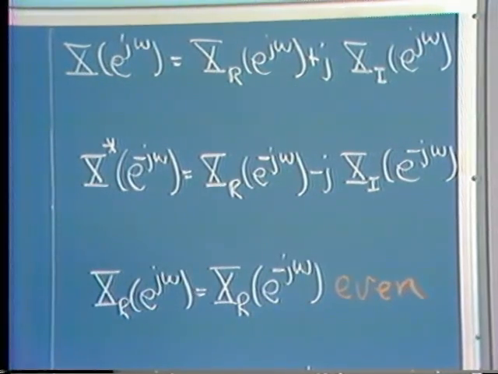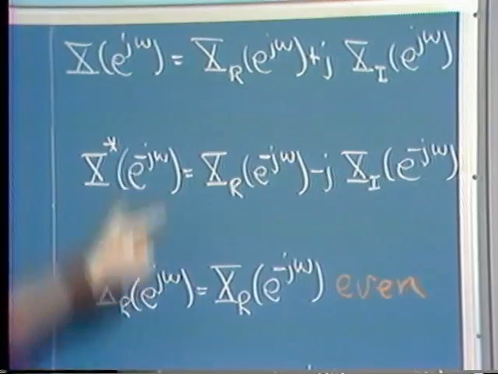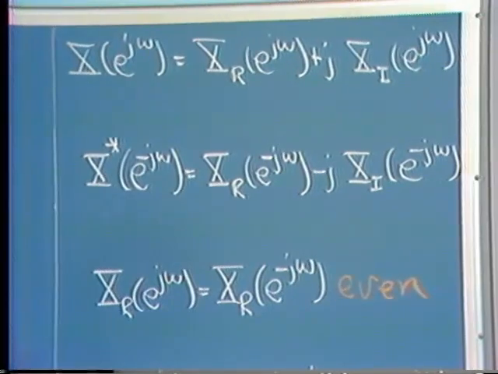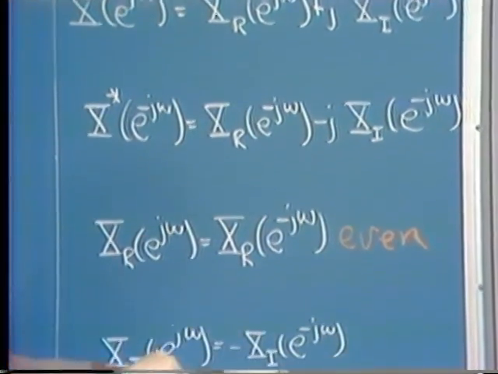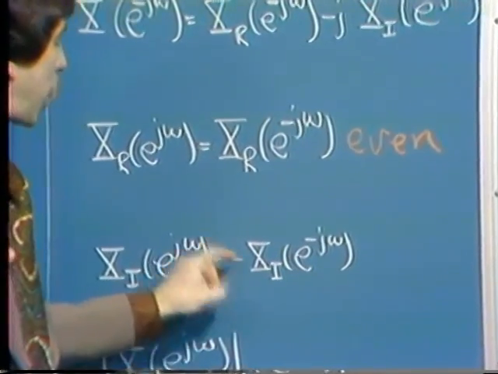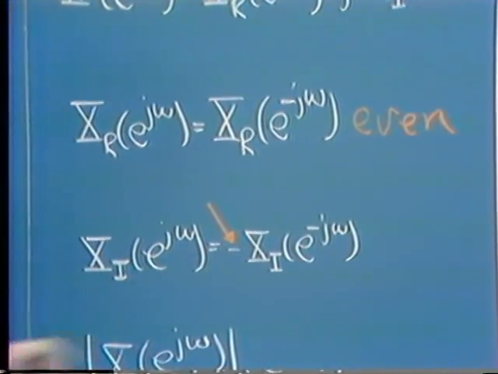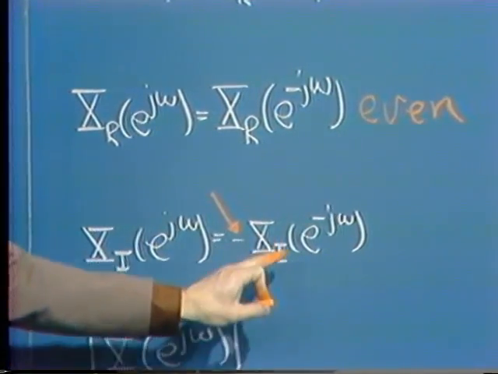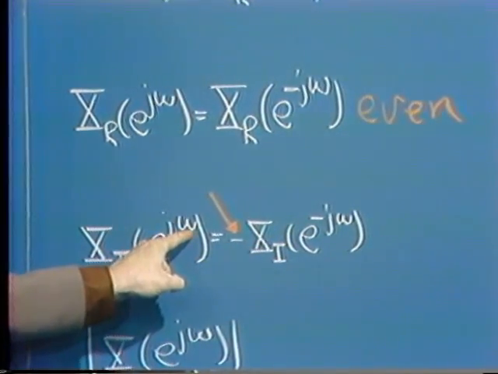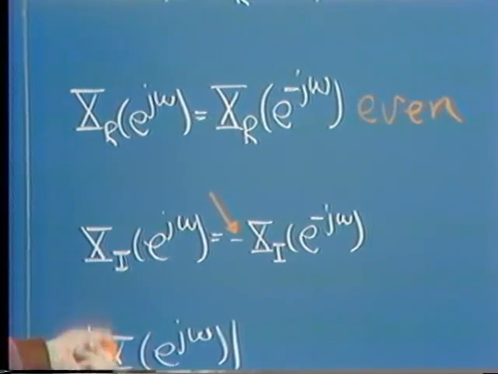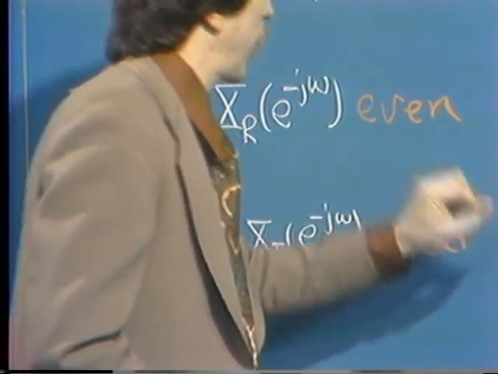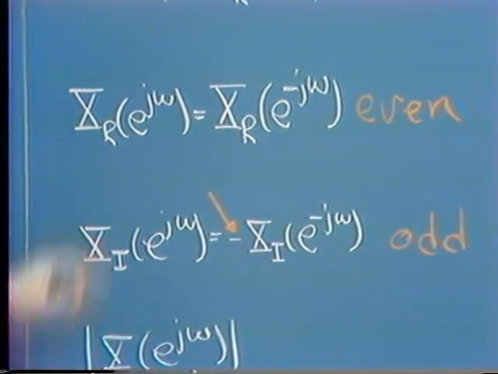The imaginary part, on the other hand, does. In particular, on the basis of what we're saying here and the equality of these, the imaginary part, x sub I of e to the j omega, must be equal to minus, don't forget the minus sign, minus x sub I of e to the minus j omega. And that says then that if we replace omega by minus omega, then the sign of the imaginary part changes. So the imaginary part, in fact, is an odd function of omega. The real part is an even function of omega.